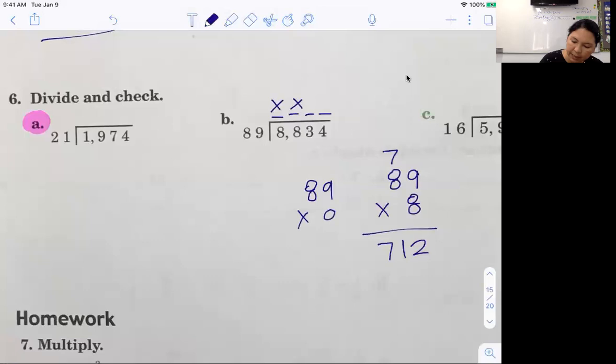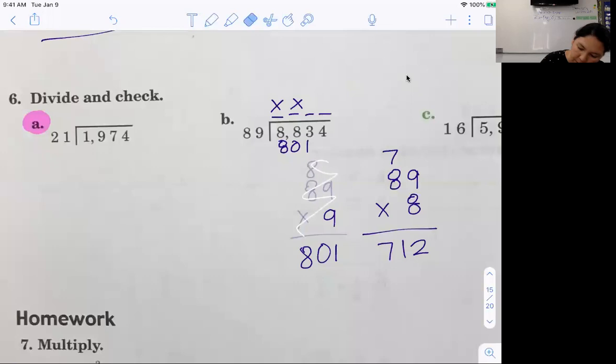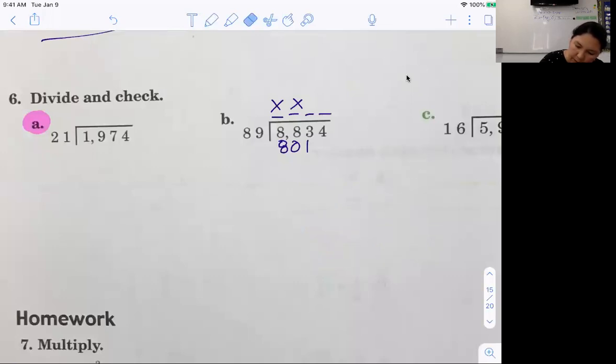89 times 9. Let's see. 9 times 9 is 81. 9 times 8 is 72. 72 plus 8. 72 in my head. 73, 74, 75, 76, 77, 78, 79, 80. Oh, that's better. 801 is better than 712. So I'm going to put 801 under here. I'm going to erase this just because it's a little bit messy. Okay, and that was 89 times 9.